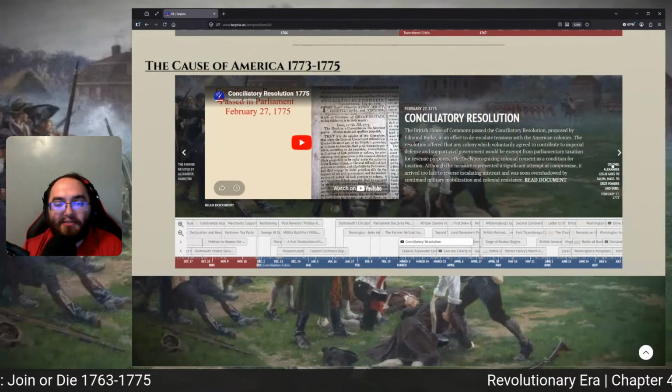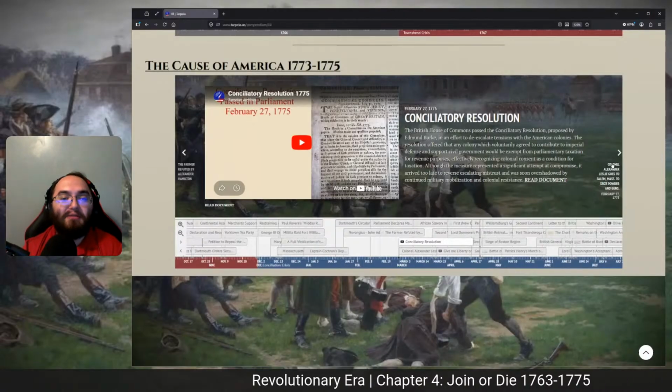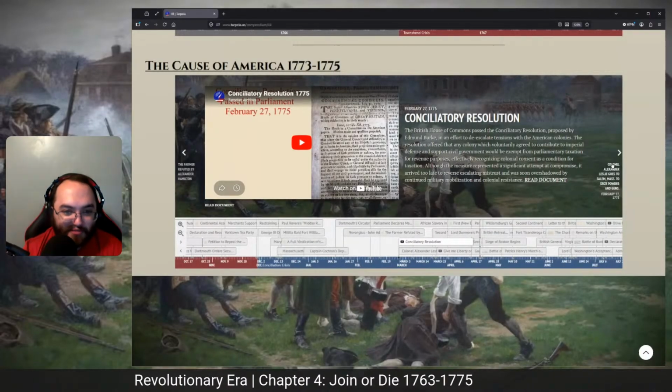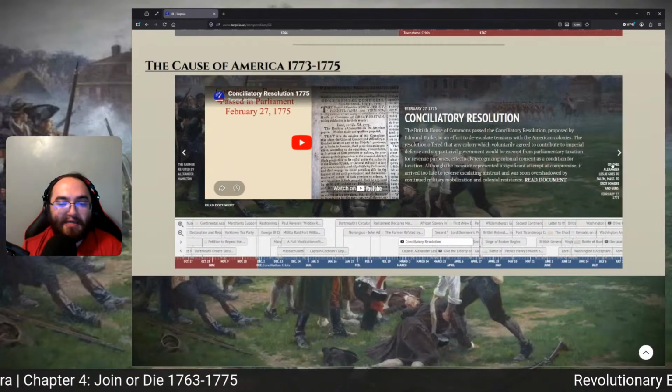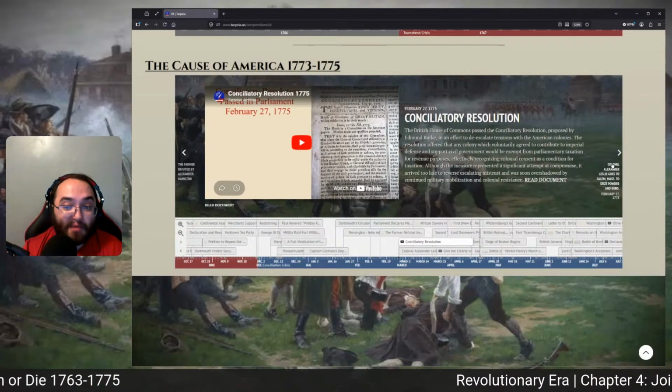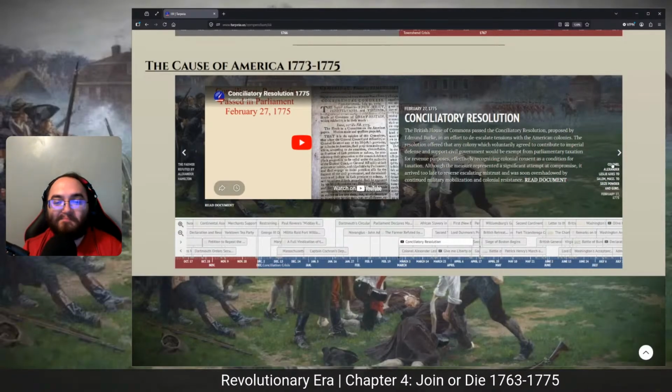And then you have the conciliatory resolution passed by Parliament, and this is the final attempt of Parliament to reconcile peacefully with the American colonies. Sadly, this does not, not really sadly, sadly for Parliament, this does not work out.